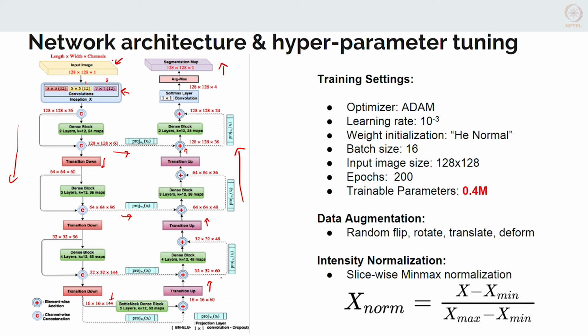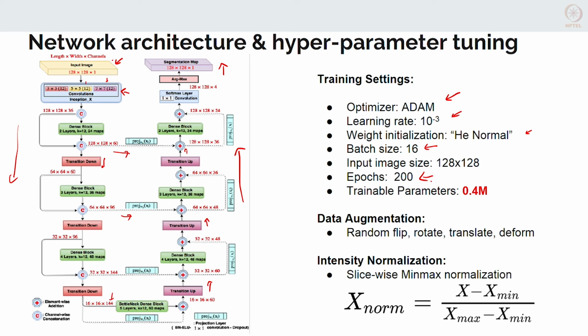Okay. So, the optimizer we use is Adam with a learning rate of 10 raised to minus 3. He normal weight initialization is used. We use a batch size of 16, so mini batch size is 16, and it is trained for about 200 epochs, and it has about 400,000 parameters.